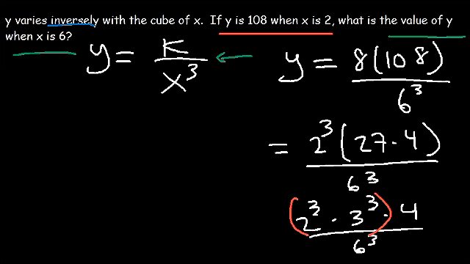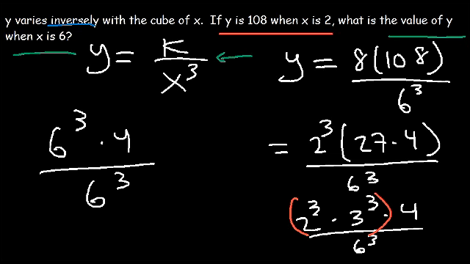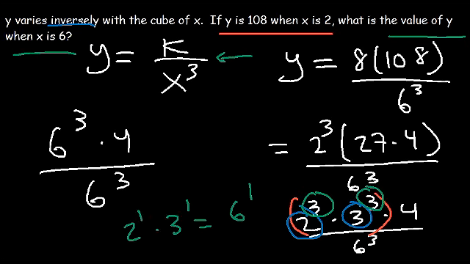2 to the third times 3 to the third is the same as 6 to the third. You can multiply the bases if the exponents are the same. For example, 2 to the first power times 3 to the first power is 6 to the first power, because 2 times 3 is 6. So you can multiply the bases if the exponents remain the same.